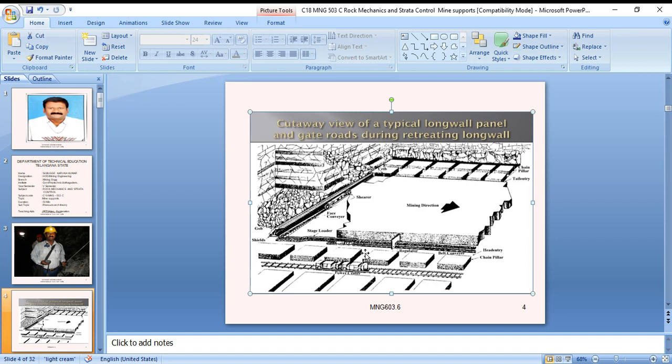As a result, the stress conditions in the panel under extraction get adjusted until a new equilibrium is achieved. Once the equilibrium is disturbed, the redistribution of the stresses around the opening, vertical and horizontal, is happening.